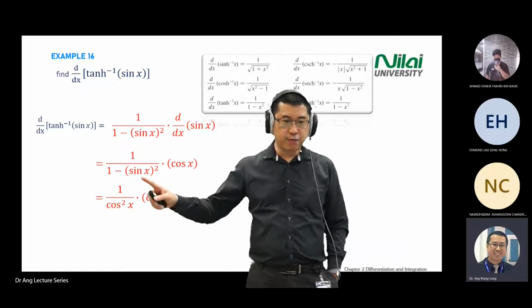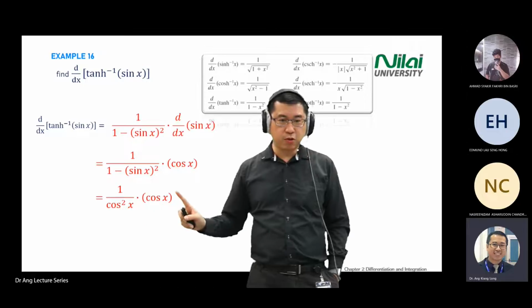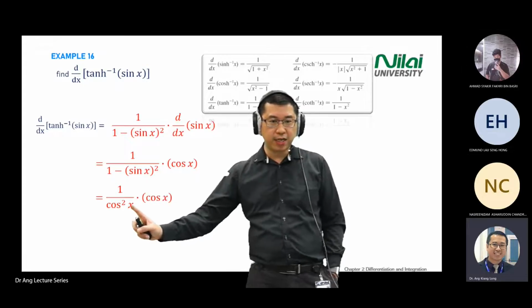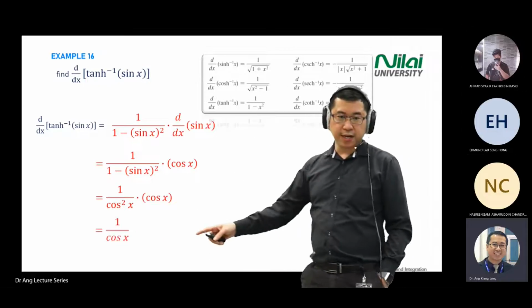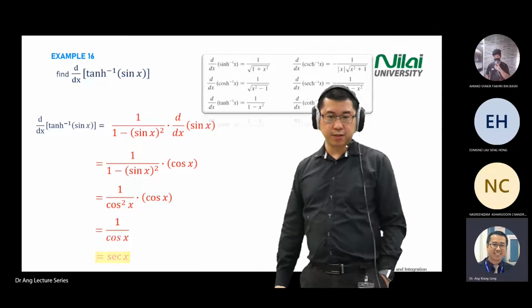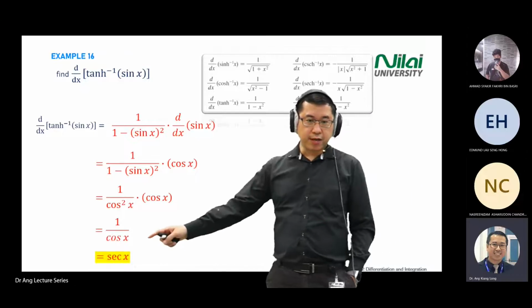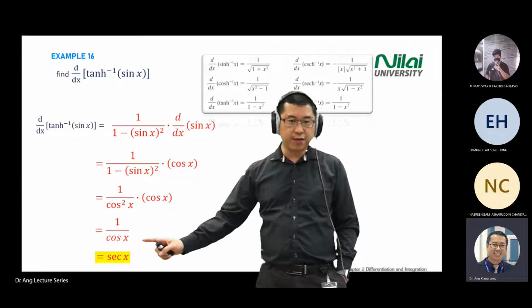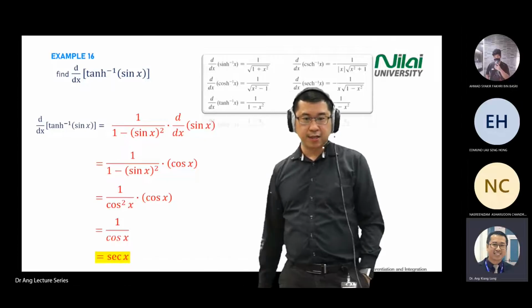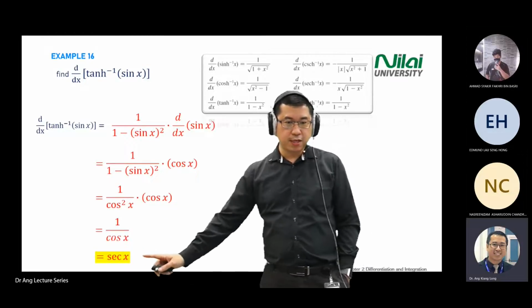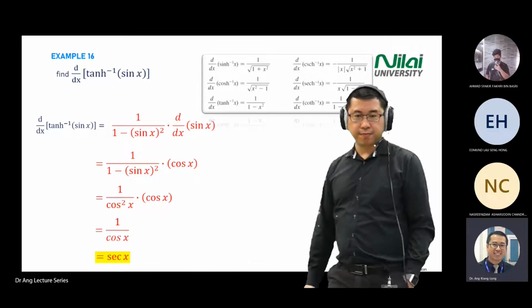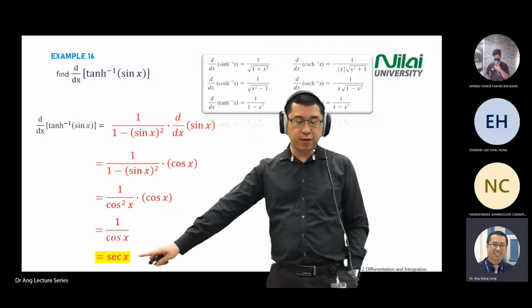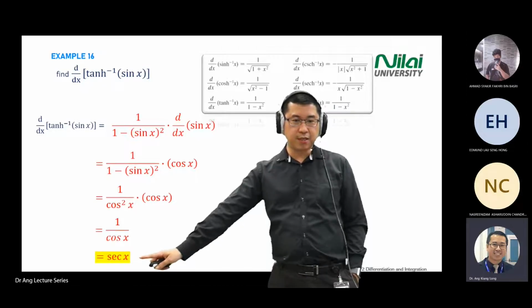Okay, so you convert this one into cos squared x. You can cancel this one and only a cos x is left there. The final answer is 1 over cos x. Okay, you can leave your answer like this, or you can convert. You know that the inverse of cos is sec. So 1 over cos x is sec x. In the test, if you leave your answer here, it also gives you full marks, or you can further simplify to sec x.